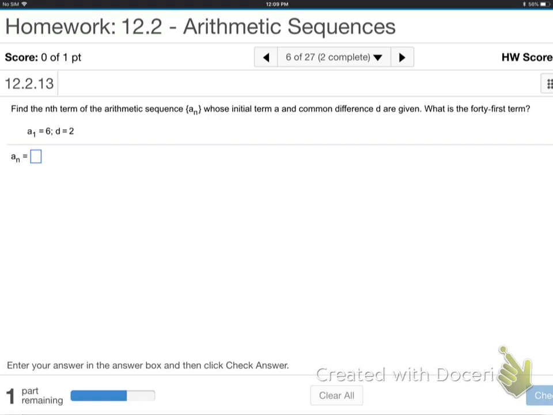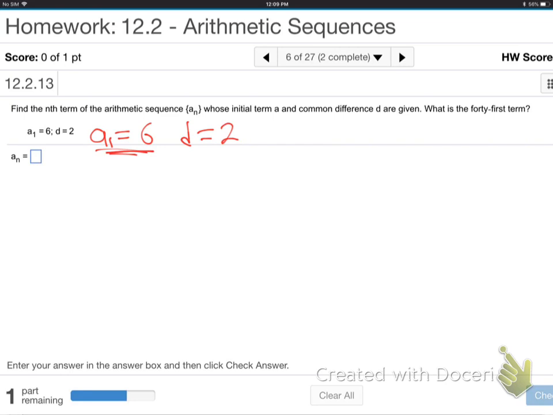Okay. So they're saying on this one, A1 is 6. D is 2. So what do they want us to do? Well, what does A1 mean when it's in a formula? You're starting to get the hang of it. I know it's coming at you fast here, huh? Are you speaking this language okay? What does A1 mean when they give me A1? First term. Everybody good with that?